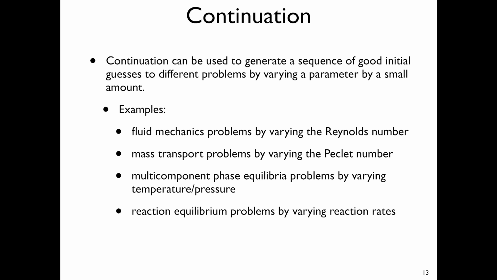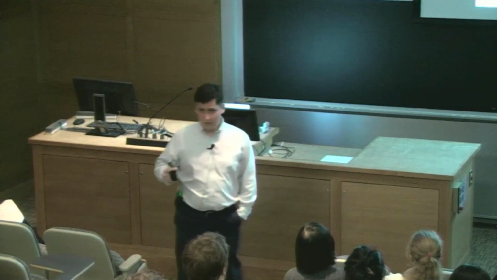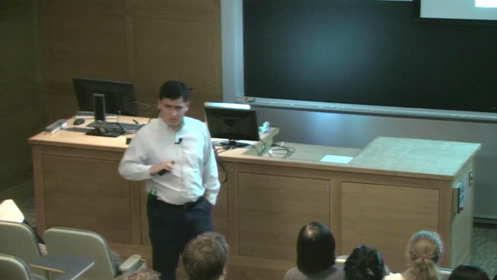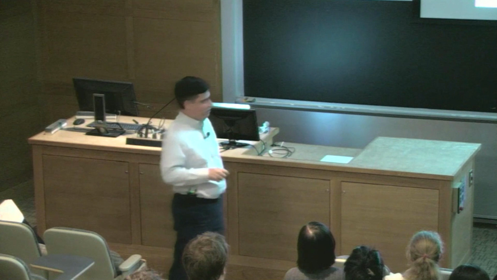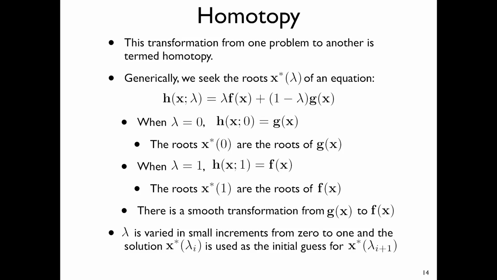It's not always going to work out the way that I showed. It's not always going to be so nice and neat. It may be quite a bit more complicated. And sometimes there are problems for which there isn't a natural parameter available to vary. In those cases, there's another strategy one can employ. It's called homotopy. This is the transformation from one problem into another problem in a continuous fashion.